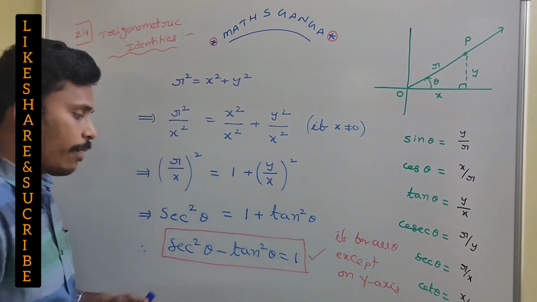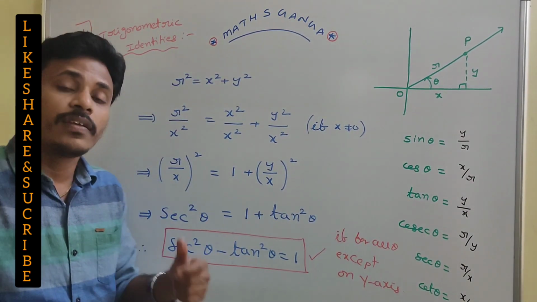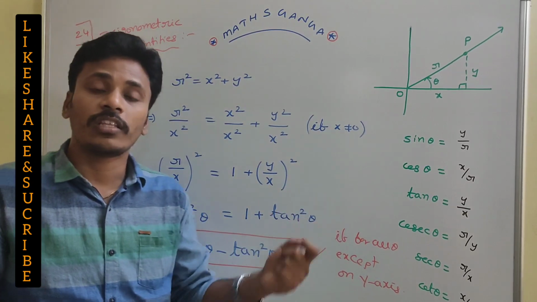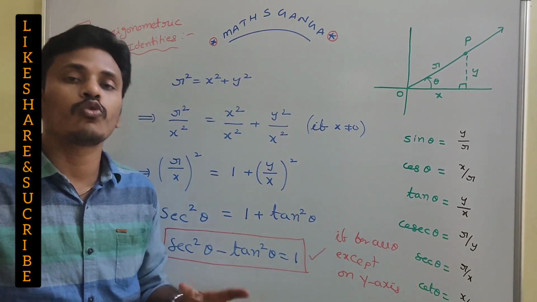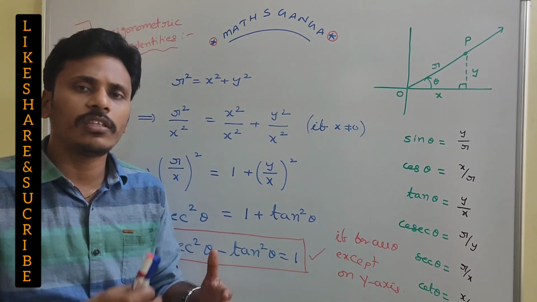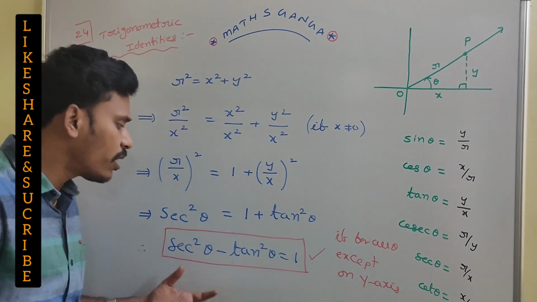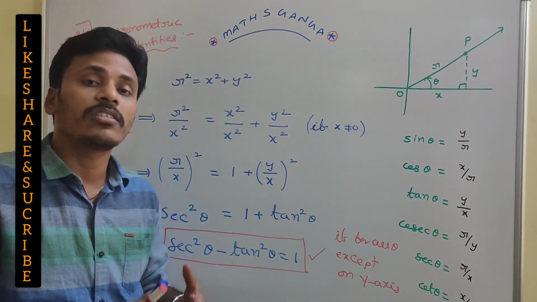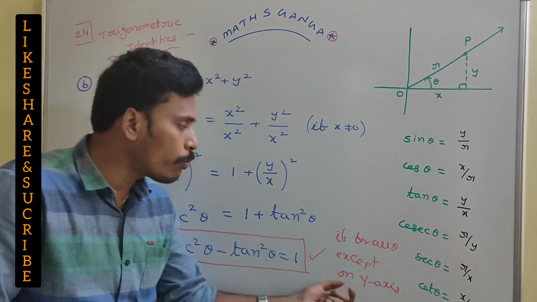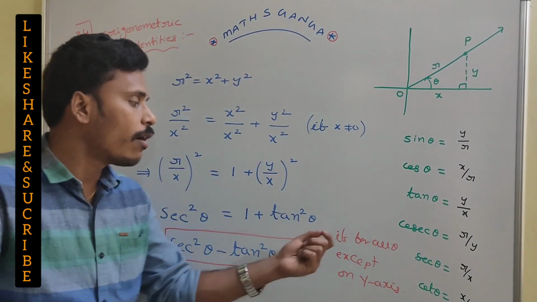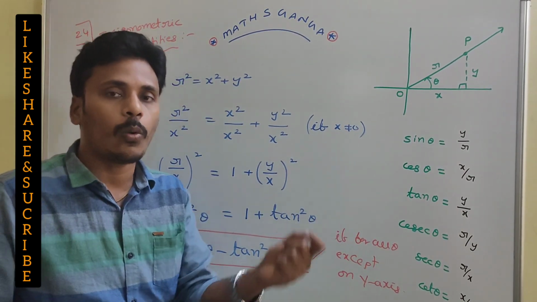I will give you a few examples where theta is on the y-axis. In those cases, secant square theta minus tan square theta is equal to 1 is a false statement, and in all the other cases, it's a true statement. And generally, we go with the acute angles. Generally, we consider this as a true statement because it is true for many angles and it fails for few angles. You need to memorize that this is false for the theta where it lies on the y-axis, on the vertical line.